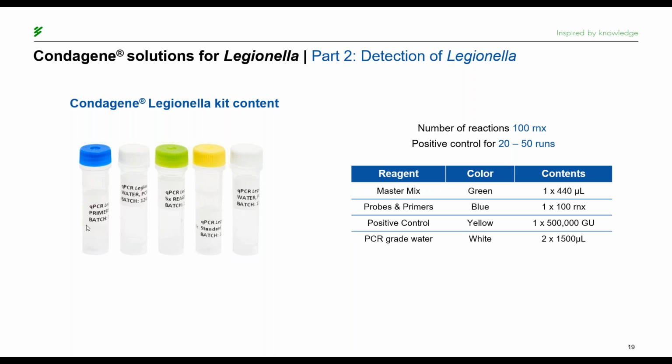This first tube with the blue cap contains the probes and the primers. Then the green cap would correspond to the master mix, the ready-to-use mixture of controls, polymerase, nucleotides. Then the positive control with a yellow cap, and finally 2 tubes with a white cap that would be the PCR grade water. The detection kit is for 100 reactions, and the positive control could be used for between 20 and 50 runs.